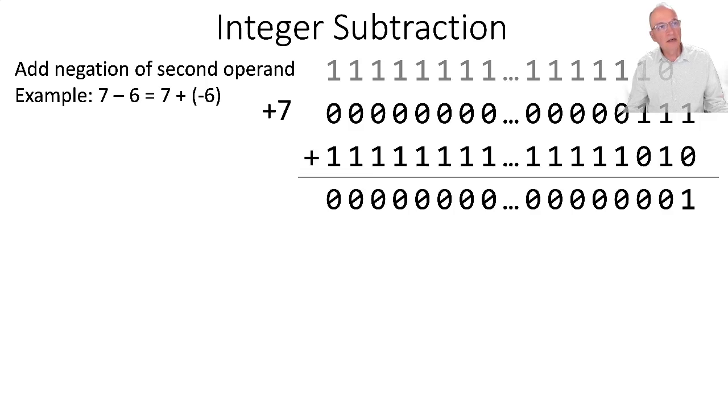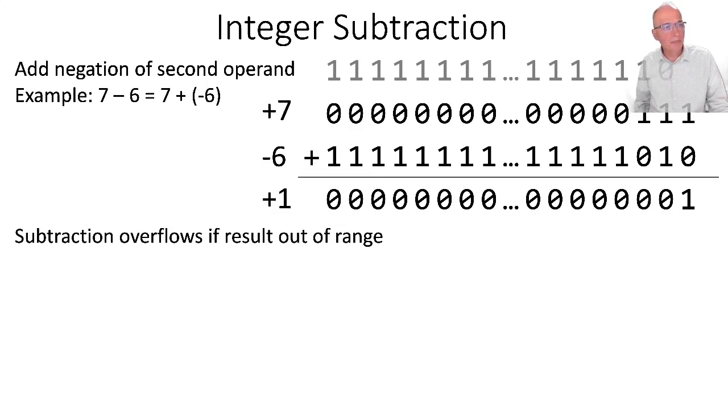So if I have plus 7 and I want to subtract 6 from it, I will actually add minus 6, and you see the operation here that will result in this case in the value plus 1. So the question is, how do I detect overflow in a subtraction? So plus 7 plus minus 6 is equal to plus 1.